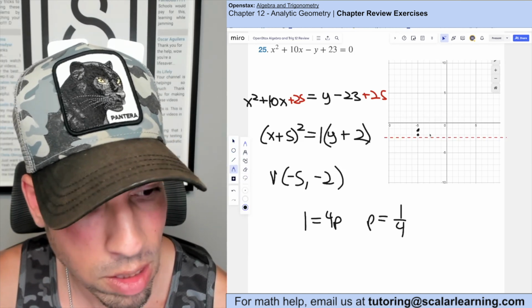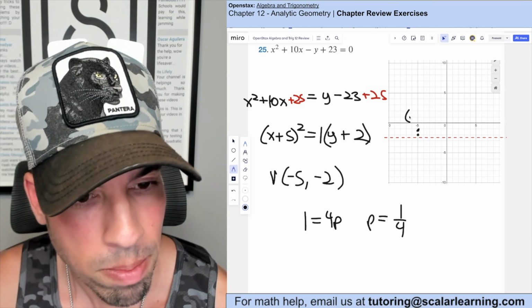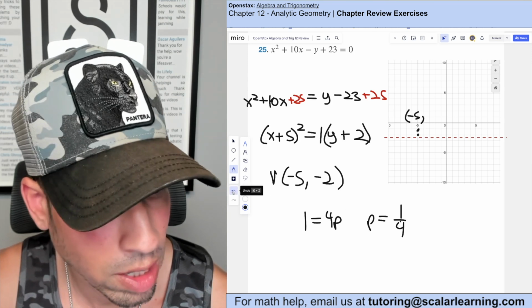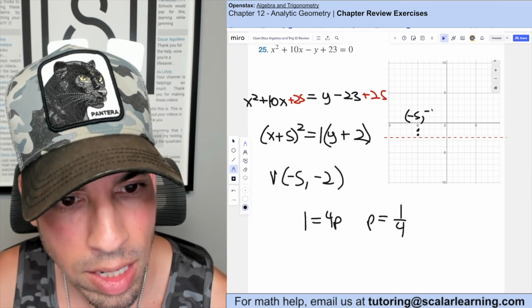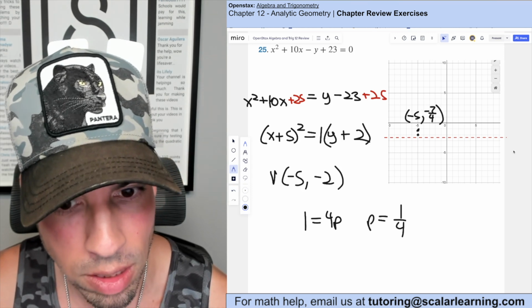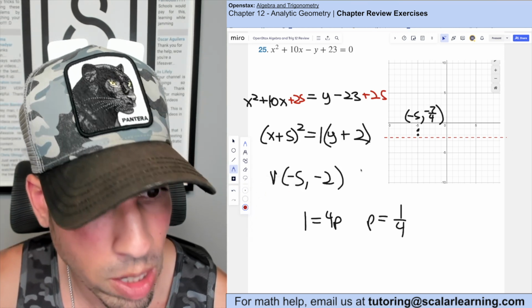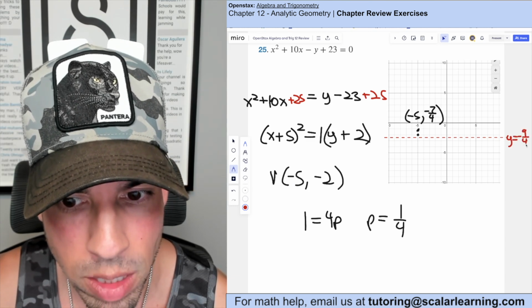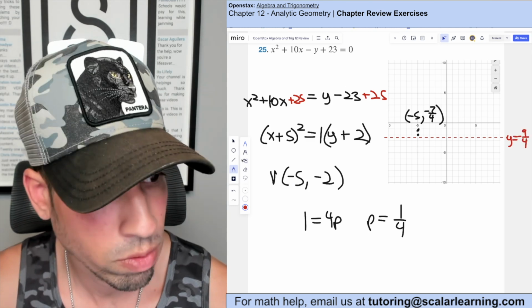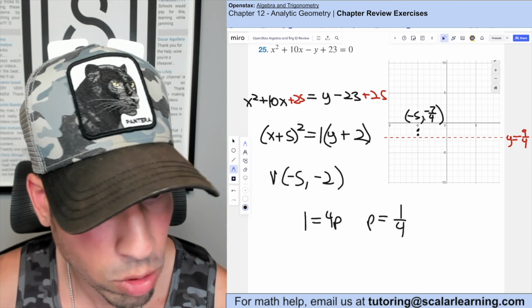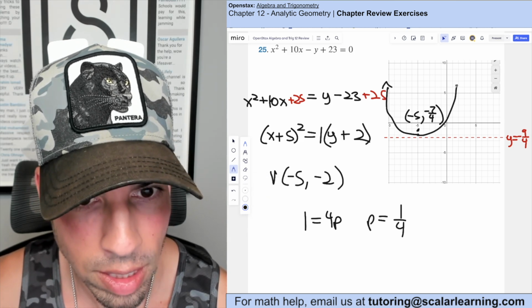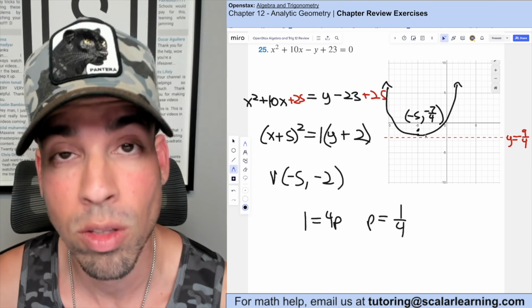So if my vertex is negative 5, negative 2, my focus is going to be negative 5, and then I'm going to add 1/4 to negative 2, which is going to give us negative 7/4, like this. And again, the directrix right here is going to be y equals negative 9/4. It's negative 2 minus 1/4. And just so you can get a rough idea of what the graph looks like, it's going to bend around the focus, and you're going to see it like that. Approximately, that's how you do it. Done.